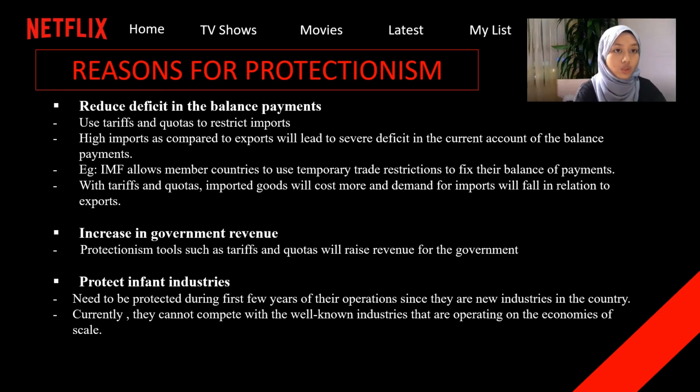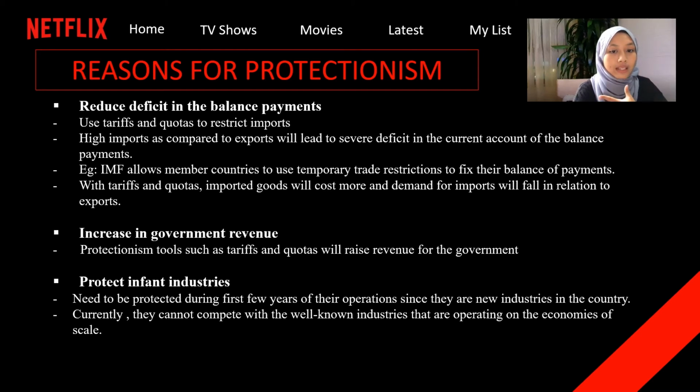In 2021, the government's revenue is expected to increase by 4.2% to RM 236.9 billion or 15.1% of GDP. The increased revenue is mostly due to improved tax revenue collection, which is expected to rise by 13.8% to RM 174.4 billion. Third, we have to protect infant industries.